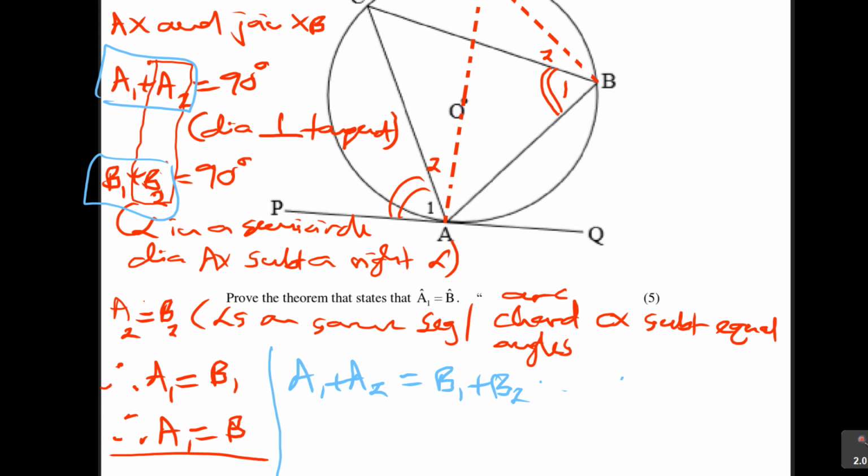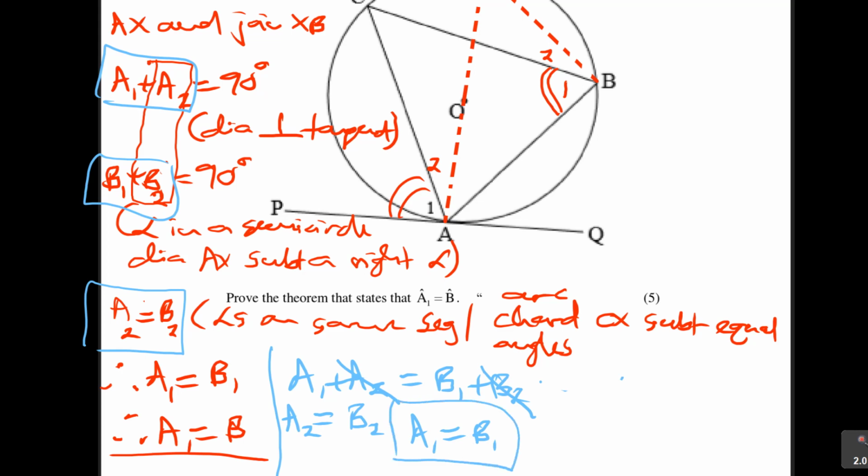And then I also said what? I also said A2 is equal to B2 here. Remember, angle in the same segment? Then that's where now you cancel out this. You see that? Therefore, you are left with A1 is equal to B1. And then B1 is equal to B. So that is the proof that they want.